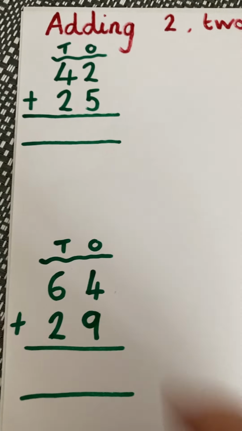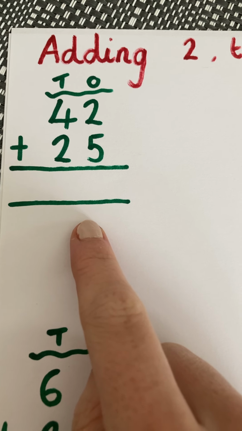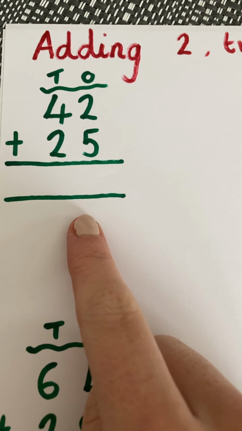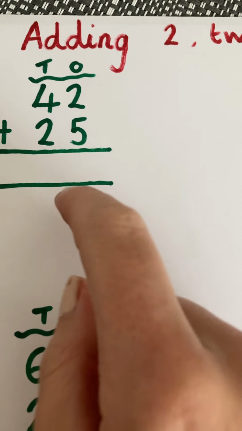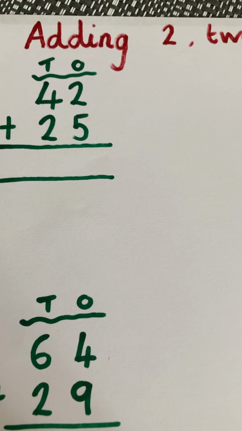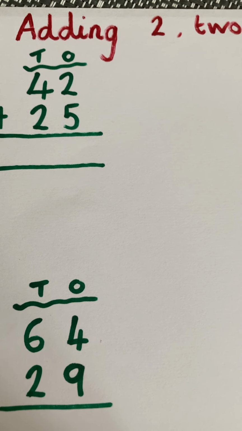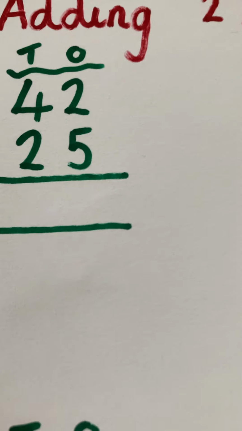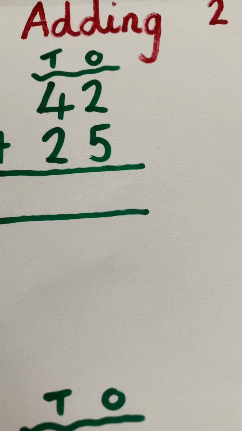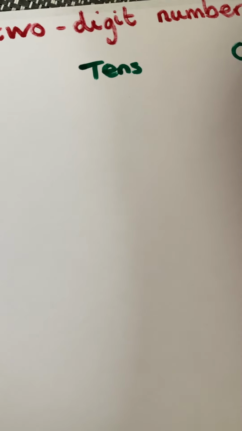So I'm going to start with this question here, which is 42 add 25. Now when we've been doing these questions in class, there's one thing that we remember, which is when we are adding two-digit numbers, we must partition both of those numbers. Okay, so I'm going to grab my pen and over here I'm going to draw my tens and my ones.